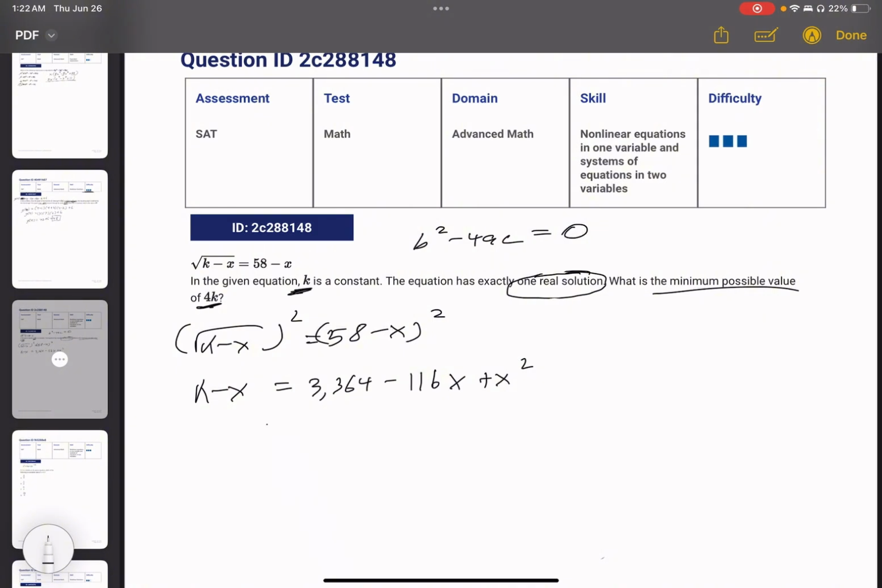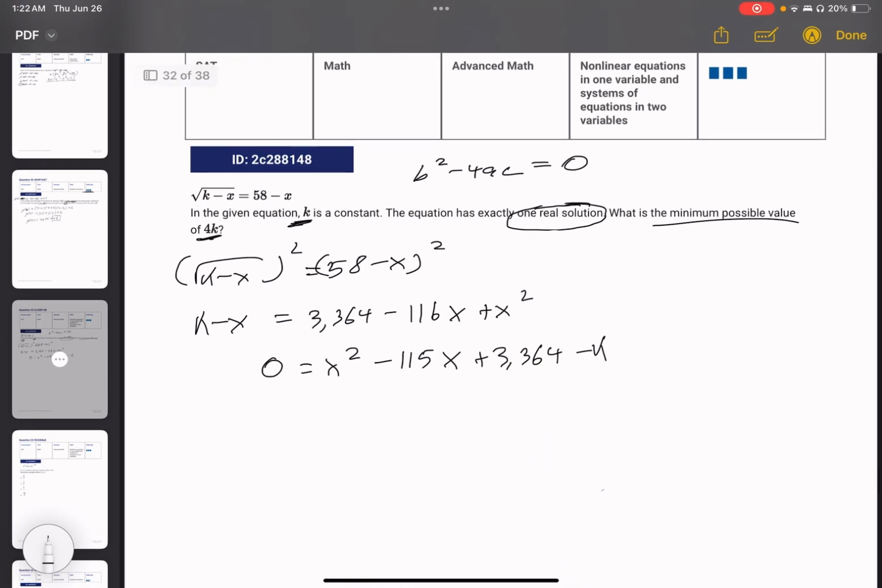So now we could set everything equal to 0 by moving everything over and then having 0 on the other side. So we have x squared minus 115x plus 3,364 minus k is equal to 0. And then we use our discriminant formula. I'm going to write it down here again. b squared minus 4ac is equal to 0, since it's exactly one solution.